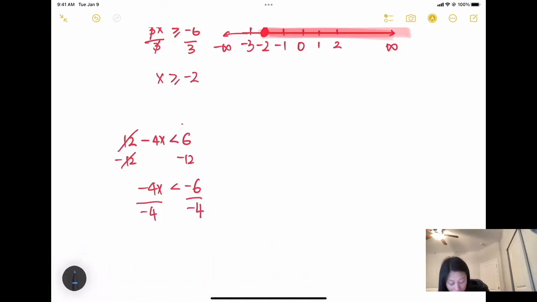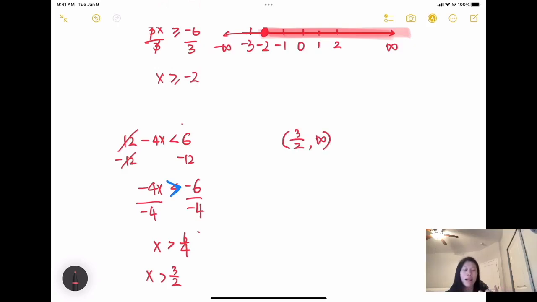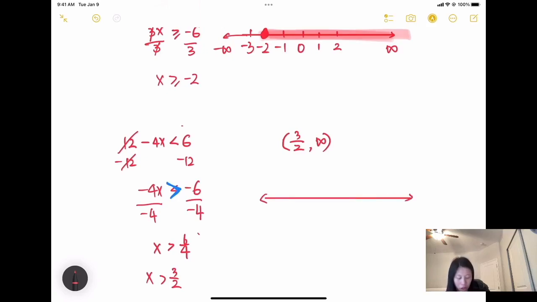However, after dividing by negative 4, you need to reverse or flip the sign. So I have x greater than, the negatives cancel out, 6 over 4. I simplify, I have 3 over 2. So x is greater than 3/2. Writing it in interval notation, that means parentheses, 3/2 to infinity. Why is it not a bracket? Because there's no equal sign, so 3/2 is not included. On the number line, I have infinity, 0, 3/2, approximately 1.5. So everything to the right, but at 3/2 it has to be an open circle because it's not included.